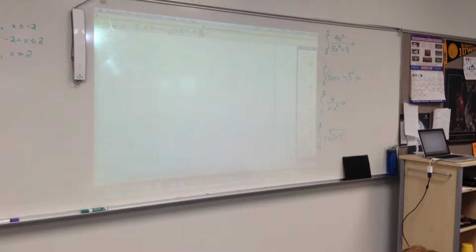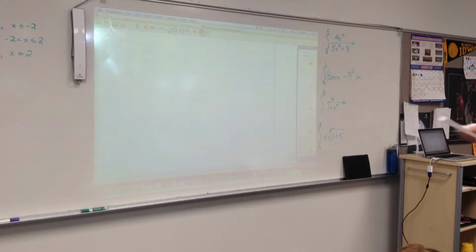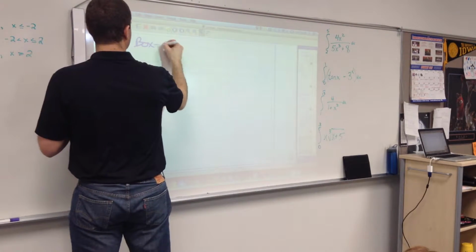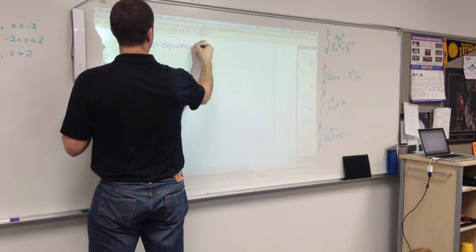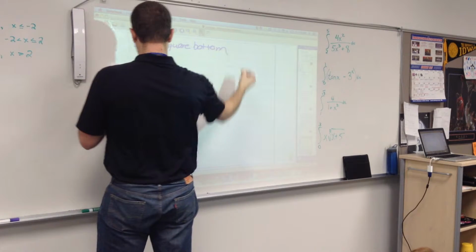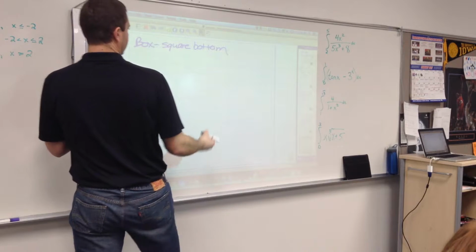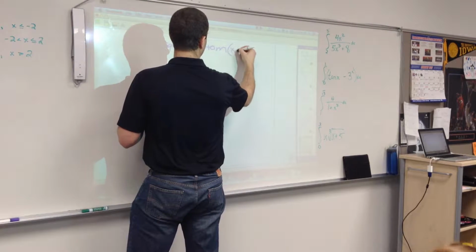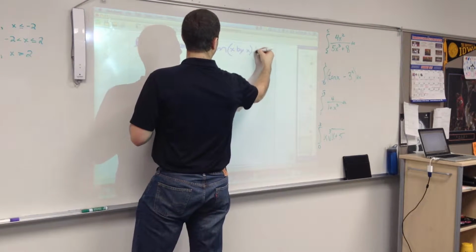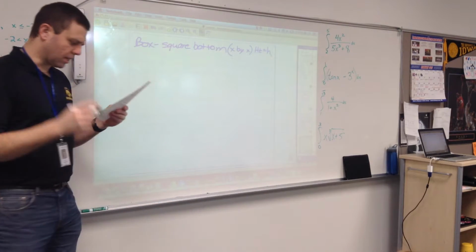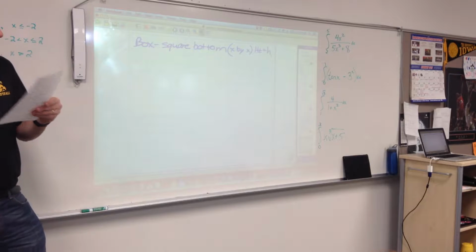Okay, so more application problems here. We're doing number 5. So we got a box. It has a square bottom, side lengths x and a height h. Okay, so a box with a square bottom. The bottom sides are x by x and the height is h.